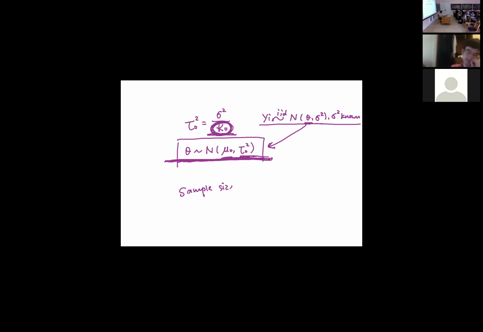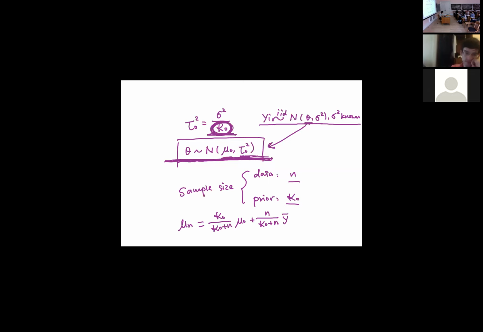There's multiple sample size over here, okay? The data, which is n, right? And then for the normal prior, if we define it the way that we define it, it's gonna be kappa 0, okay? And we know that the posterior mean is a weighted average of the prior mean and the sample mean, right?